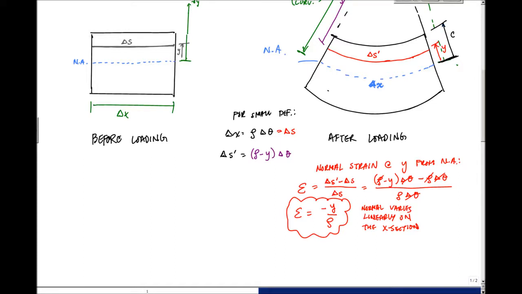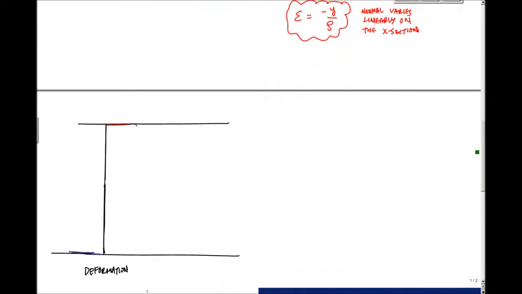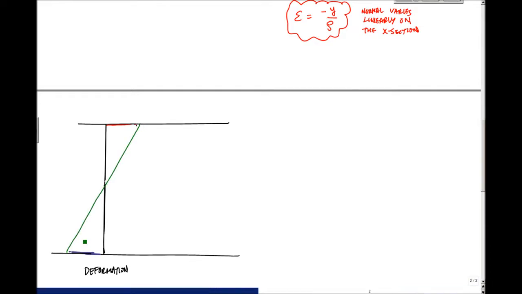So if we take a closer look at this deformed shape here, this shape takes hold where the top is in compression. So the top compresses, and the bottom of the section elongates. This is elongation. It elongates here. And in this deformation, these vertical lines still remain, they just rotate.